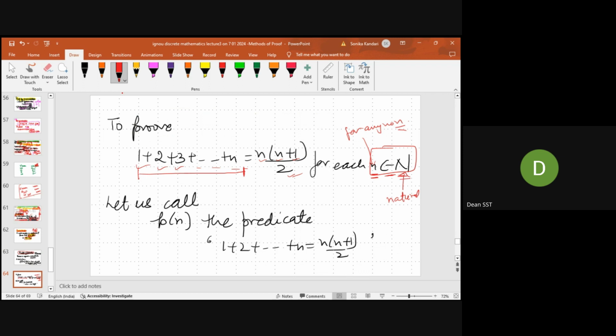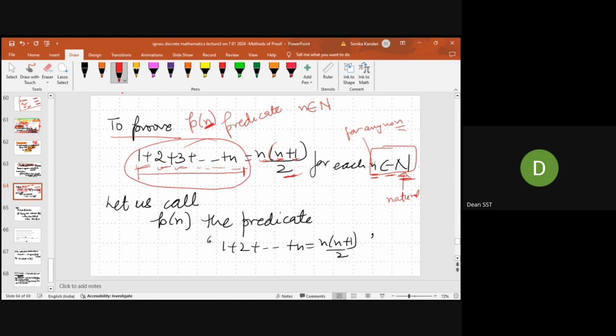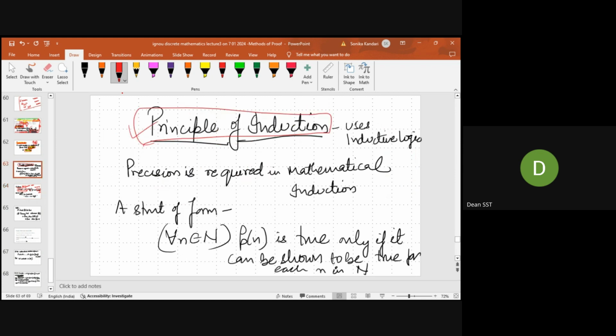For any number n belonging to set of natural numbers, we have to prove that 1 plus 2 plus 3 up to n is equal to n multiplied by n plus 1 by 2. Fine. We call Pn the predicate, and we represent it by Pn, where n is a number belonging to set of natural numbers. Is it clear? You have to prove. And here you use principle of induction.